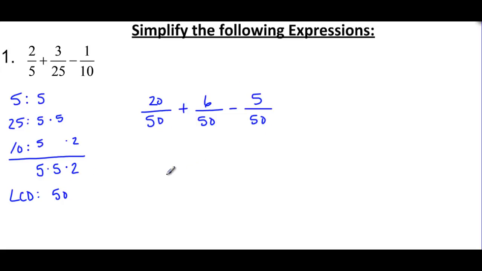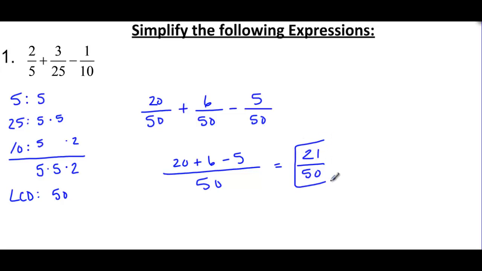Now that they have a common denominator, I can rewrite my denominator and I just worry about the numerator. 20 plus 6 minus 5. And again, we work left to right. 20 plus 6 is 26. 26 minus 5 is 21. So I get 21 over 50. Now I look to see if there's anything that I can reduce. There's no common terms or common factors in each, so my answer would be 21 over 50.